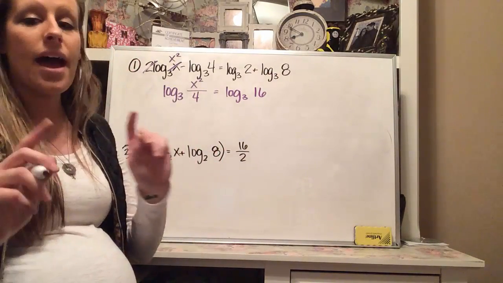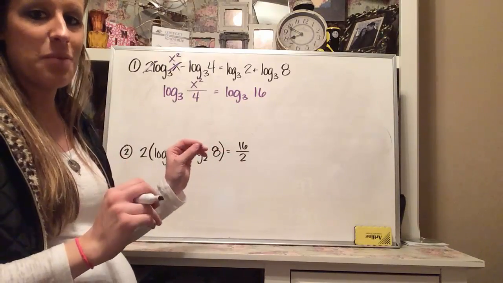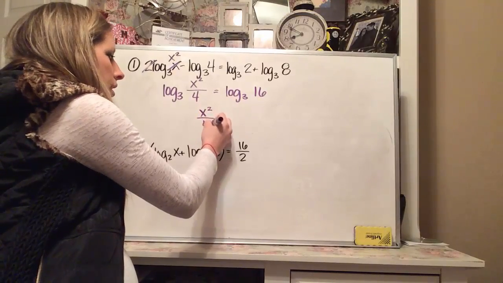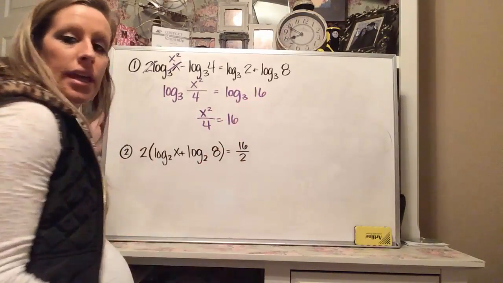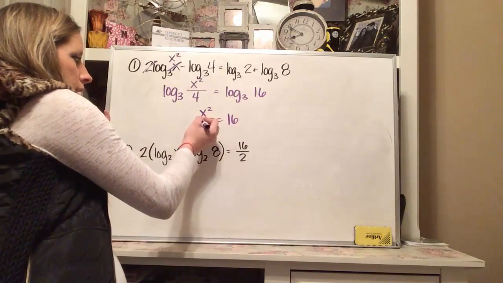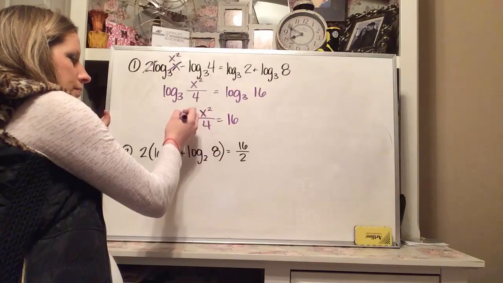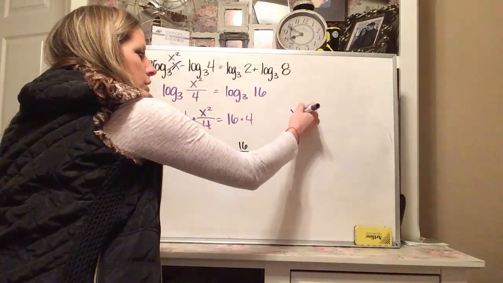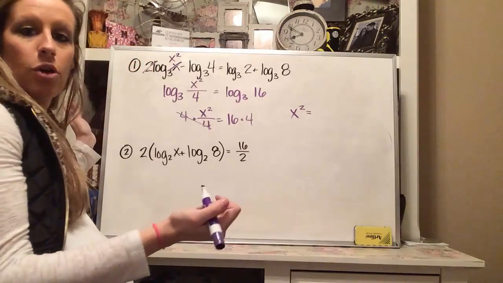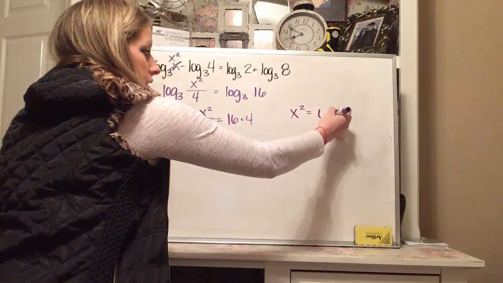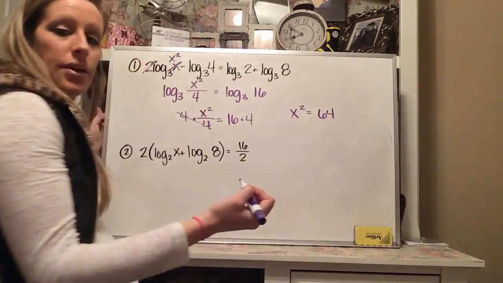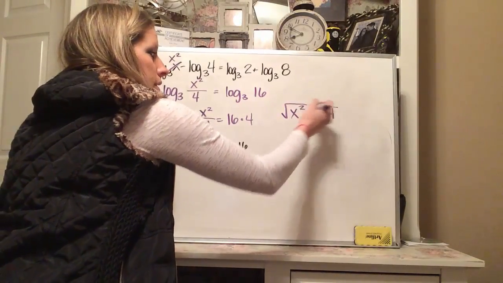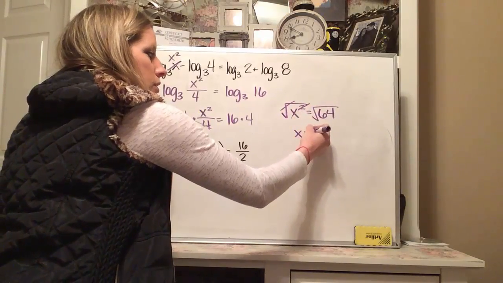Okay. Now that I have the logs the same on both sides, I can set them equal to each other. So x squared over 4 equals 16. And now I can solve for x. Okay, the opposite of dividing by 4 is multiplying by 4. So 16 times 4, if you don't know, punch it in your calculator, gives you 64. To get rid of the squared, the opposite of squaring something is square rooting it. Okay, so x equals 8.